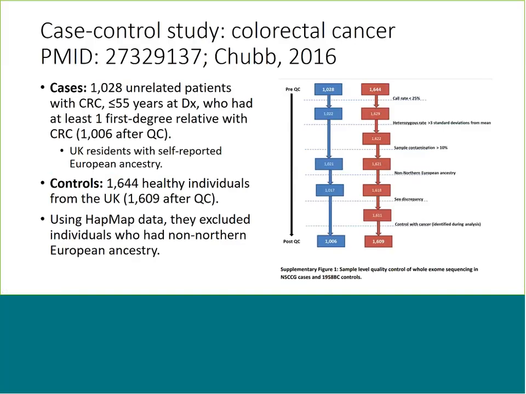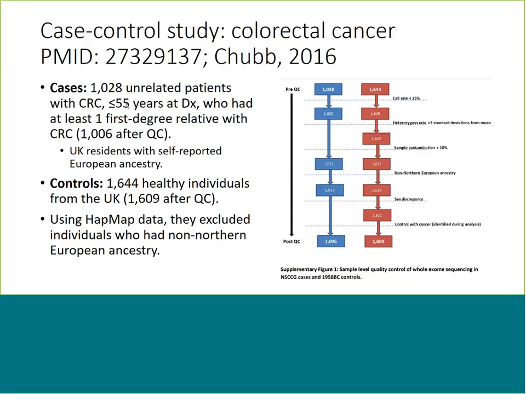So I'll talk about a case control study that we recently came across in our colorectal cancer group. This was a paper that was looking at over 1,000 unrelated patients that had colorectal cancer that had been diagnosed at 55 years or younger and who had at least one first-degree relative with colorectal cancer. So they had a family history of the disease. And these were UK residents with self-reported European ancestry. The control group was made up of over 1,600 healthy individuals from the UK. These were, I believe, 1 or 2 UK cohorts.